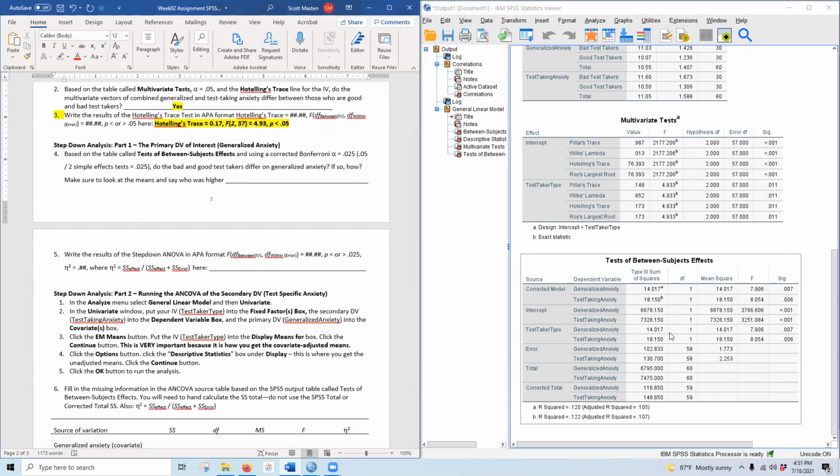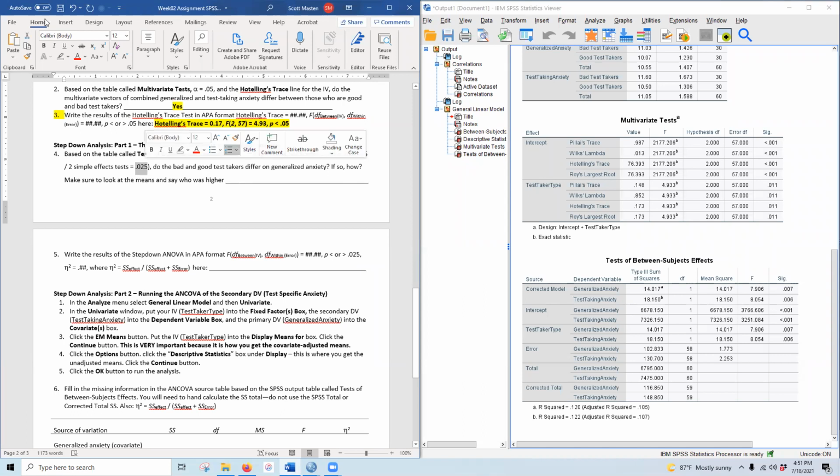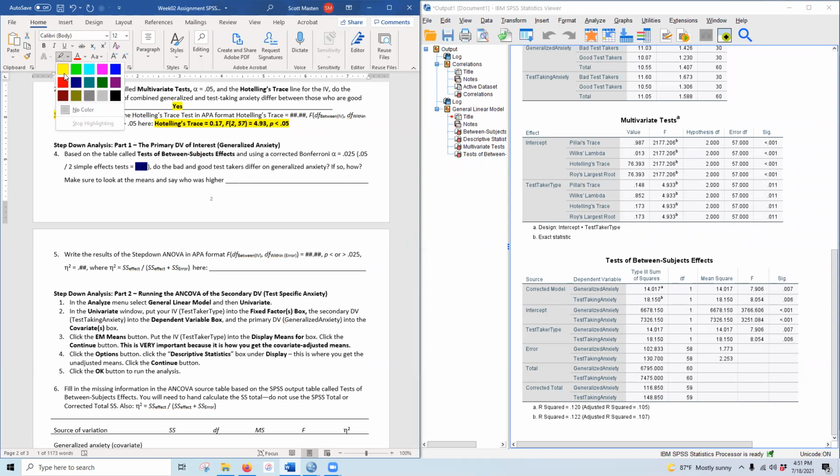And so our primary DV of interest here, under test taker types, there's both tests here. It's generalized anxiety that we want. So this is that univariate ANOVA comparing them on generalized anxiety. It's going to be statistically significant. So based on the test, we got to use our Bonferroni of 0.025. Don't forget to do that. In fact, I'll just highlight that so we don't forget. Do the good and bad test takers differ on generalized anxiety? If so, how?